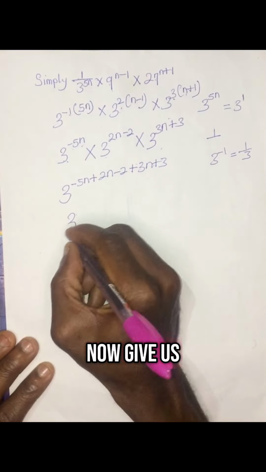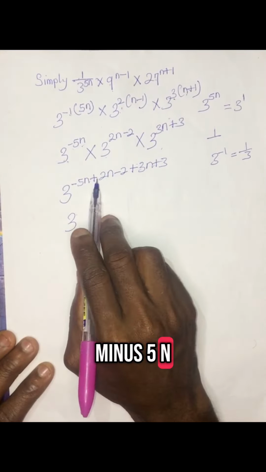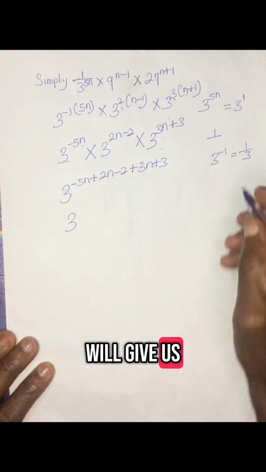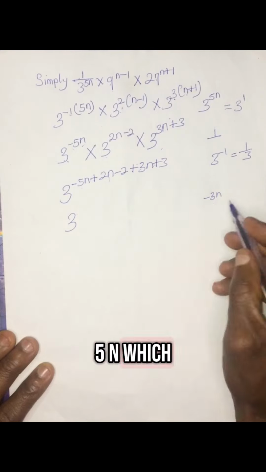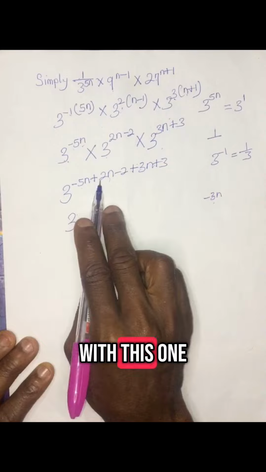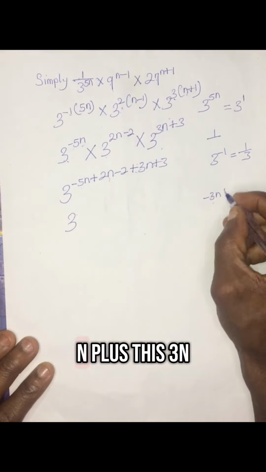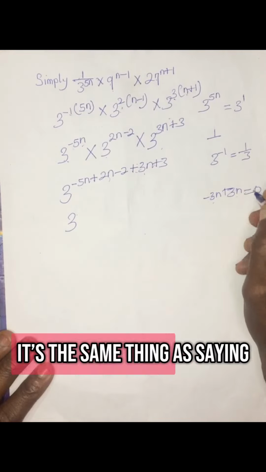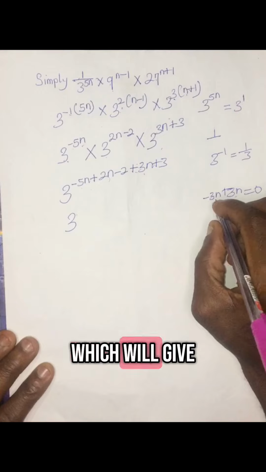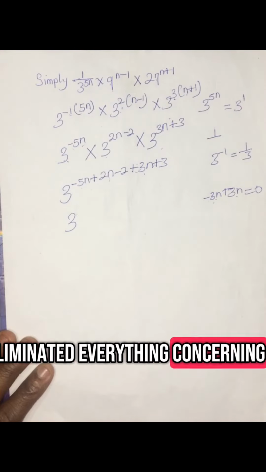So this will now give us 3 raised to the power minus 5n plus 2n, which is minus 3n. It's the same as 2n minus 5n, which is minus 3n. We are done with this one. Then minus 3n plus 3n: minus 3n plus 3n will give us 0. It's the same as 3n minus 3n, which gives us 0. We have eliminated everything concerning n.